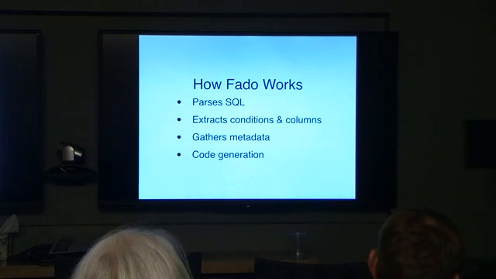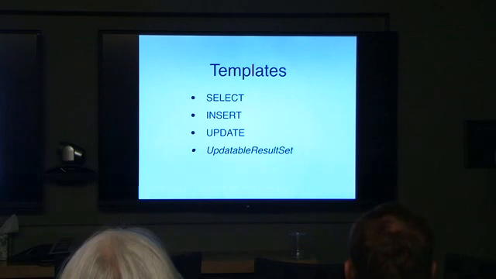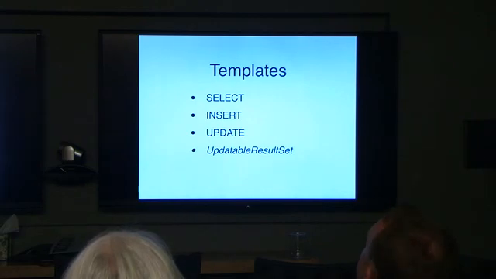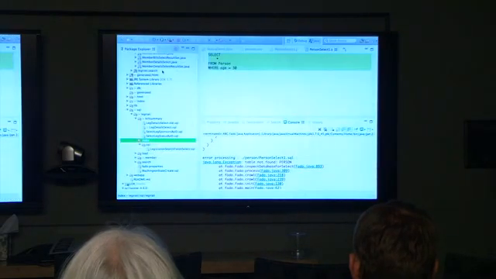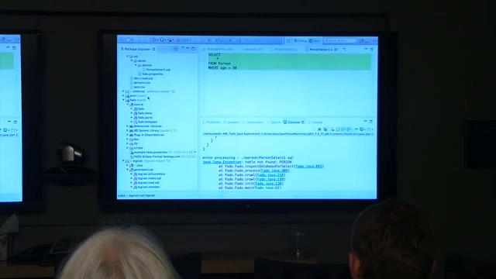So, how Fado works is it parses the SQL, it extracts the conditions and the columns, it gathers the metadata, and it does code generation. There are currently 3 different templates for the JDBC wrappers. I used Velocity because at the time that I started this project, Velocity was really straightforward. It was the one that I knew the best.